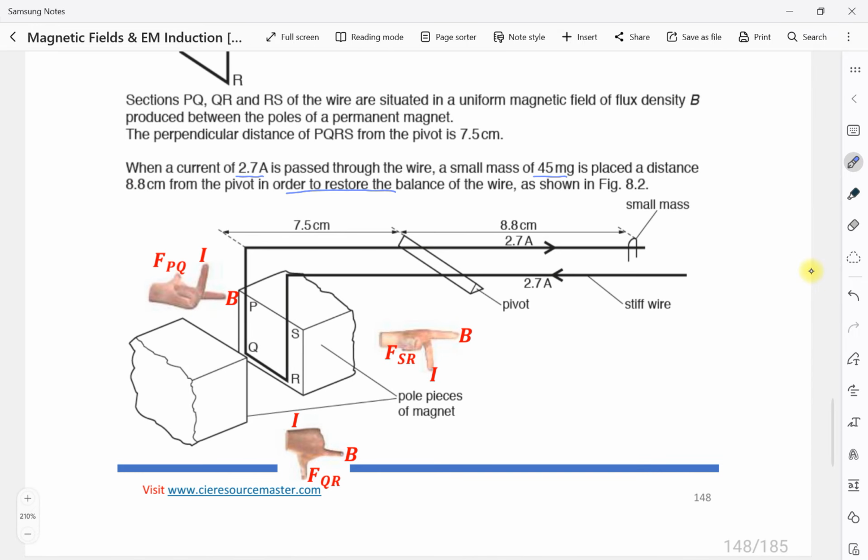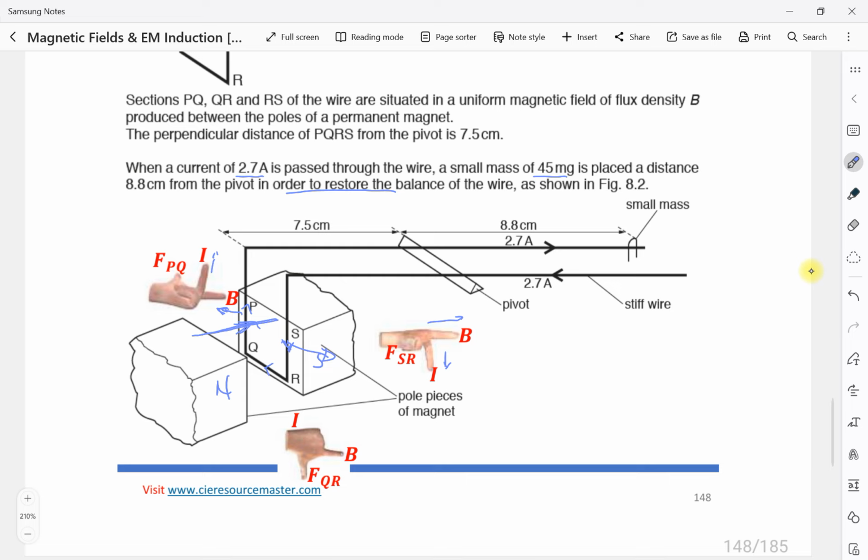So section PQ, assuming that this is north and this is south, which means the magnetic field is in that direction. If you make the first finger point in the direction of the current, and the second finger upwards along the field, the force on this section is going to be into the page. And then if you try the same on section RS, the current is flowing downwards, so the first finger is downwards, the field is in this direction, so the second finger is in that direction. The thumb is going to be out of the page.